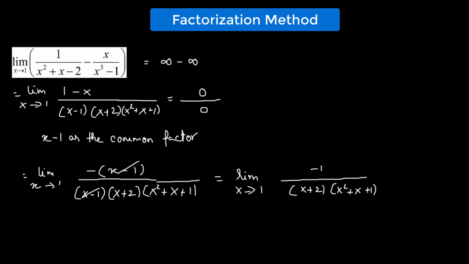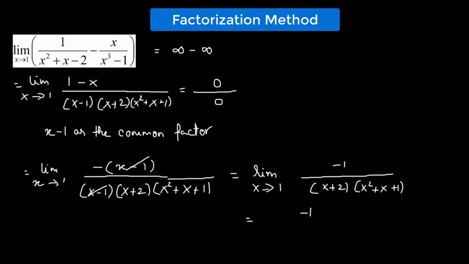Now we're going to do a direct substitution here. Multiply 3 by 1 plus 1 plus 1, which is 3. So this gives us a limiting value of -1 over 9.